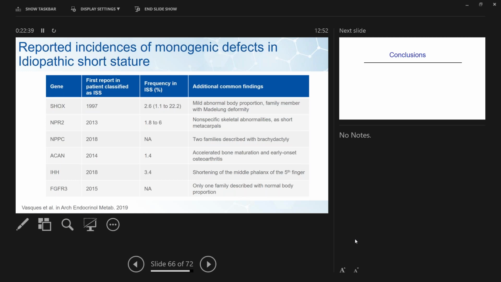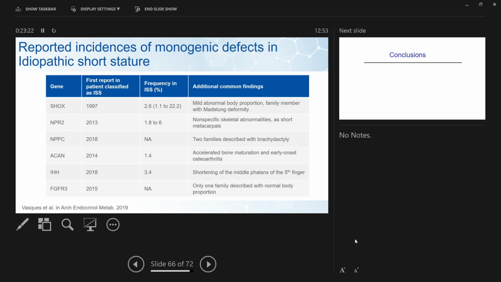isolated growth disorder syndrome. So like SHOX has been reported very variable depending on what cohort you use, from 1 to 22%, but it's probably the most common cause of idiopathic short stature. NPR2, as I mentioned, about maybe 2%. Aggrecan, 1 to 2%. Indian hedgehog, this is just one study maybe, and that's from the same group from Alexander Jorge's group in Sao Paulo. So they may have more of those than others have seen, but still a significant amount of patients.